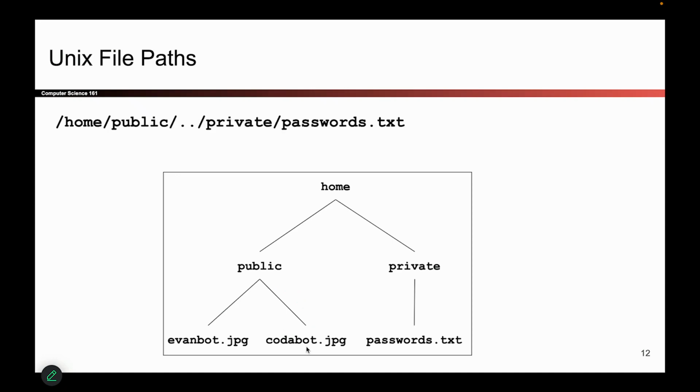Now let's do a weird one. Let's start at home. Let's go into public. And now we see .. What does .. mean? It means go up one level. Go back to the parent directory. So if I'm in public and I see this .., it means I should go up one level. So I actually go back to home. Then I go into private. Then I go to passwords.txt. So you're allowed to put this .. just about anywhere in the file path. And putting it there means going up one level. So we start here. We went down. The .. said, go back up.